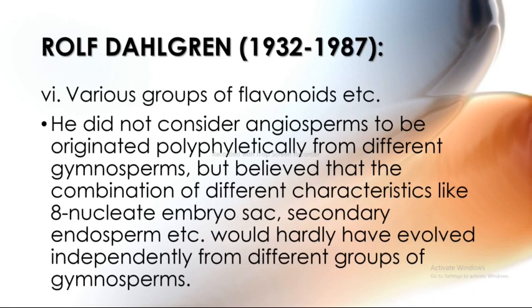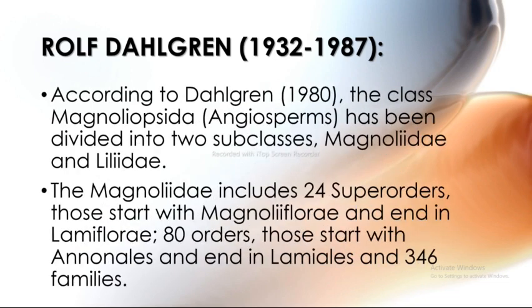He didn't consider angiosperms to have originated polyphyletically from different gymnosperms, but believed that the combination of different characteristics like 8-nucleate embryo sac, secondary endosperm, etc. would hardly have evolved independently from different groups of gymnosperms. So according to Dahlgren 1980, the class Magnoliopsida, which is also known as Angiosperms, has been divided into two subclasses, and these subclasses are Magnoliidae and the next is the Liliidae.